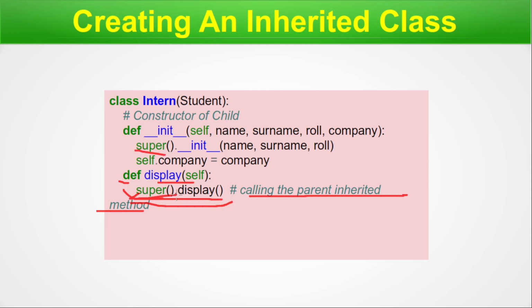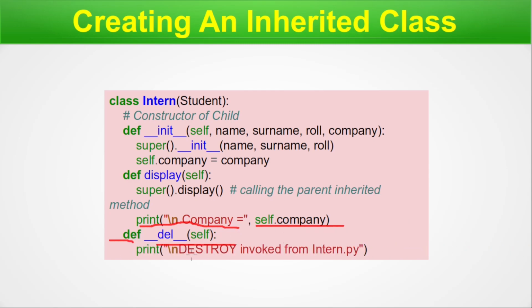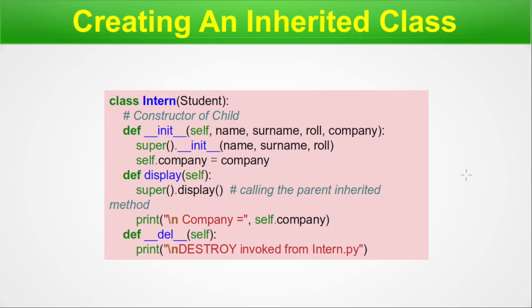The super is the keyword that actually helps to connect back to the parent class or the super class. And here we are using the print for the extra attribute, the company, and here we are writing self.company. And here def hail self, so that is a destructor, right? And destroy is invoked from intern.py. So we are saving this as intern.py. We are done here defining the inherited class.